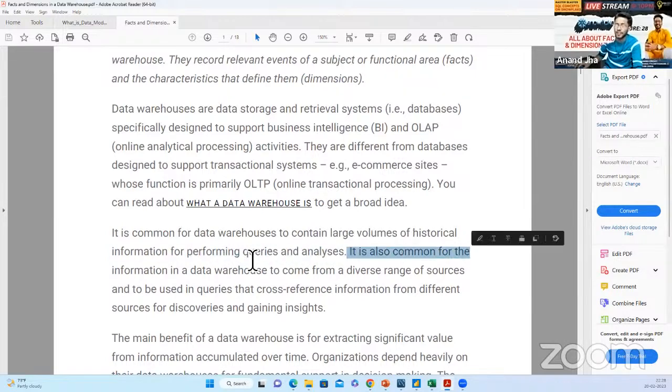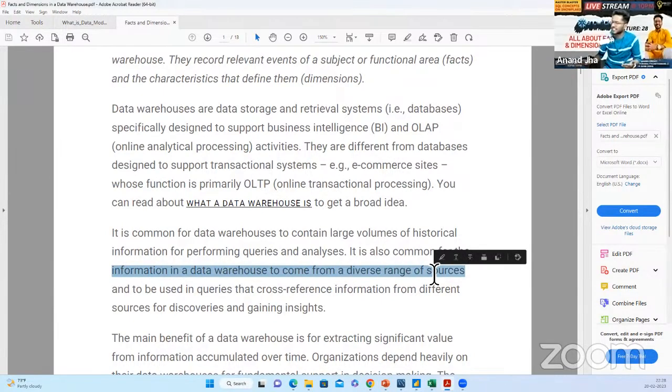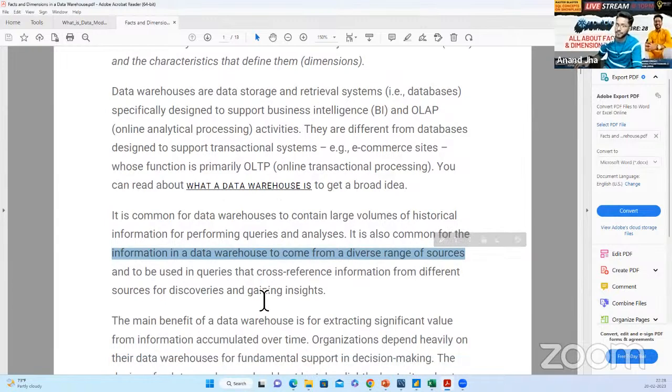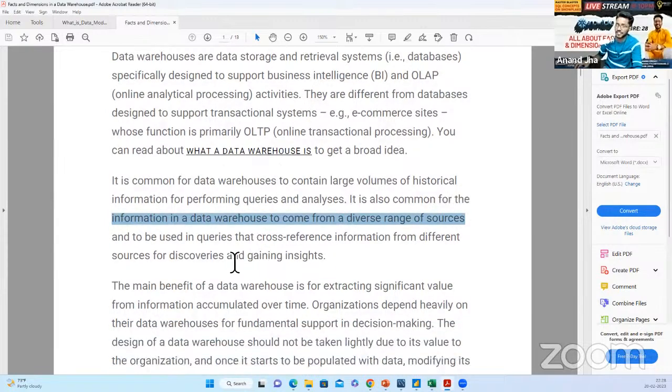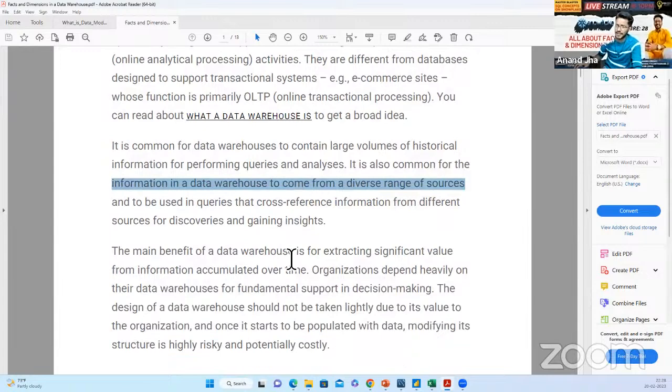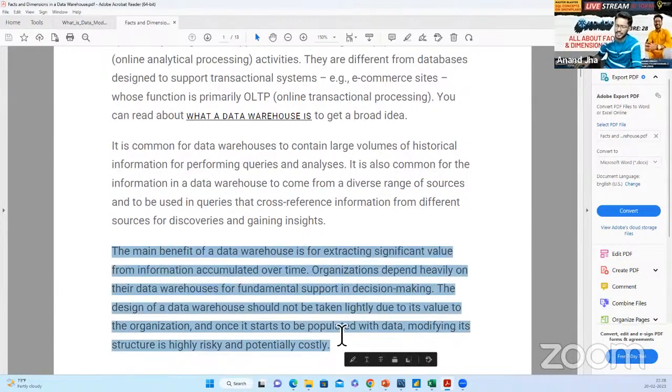It is also common for the information in a data warehouse to come from a diverse range of sources. It can come from Microsoft Azure or AWS, it can come from Snowflake, it can come from Azure Data Lake Storage, ADLS, it can come from SAP HANA objects, right? There can be multiple sources of all these objects, cross-functional for discoveries and gaining insights, right? So this is all about the data warehouse.